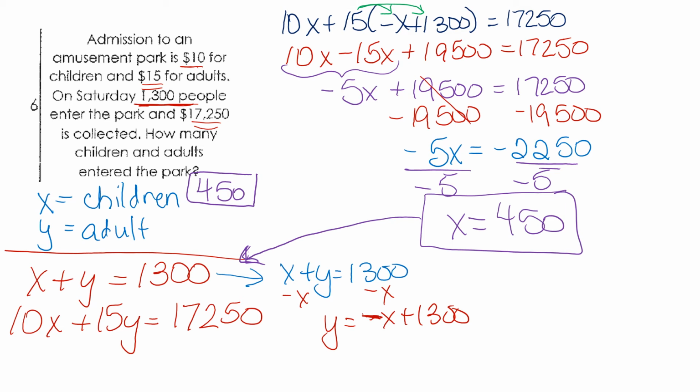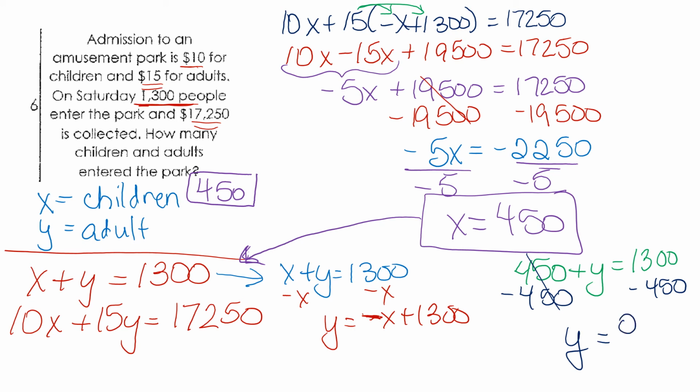So my x is 450 plus y. Those totals have to equal 1,300. I will subtract 450 on both sides. And so y is going to give me 850. And in the context of this problem, that y represents the number of adults who entered that park, the theme park.